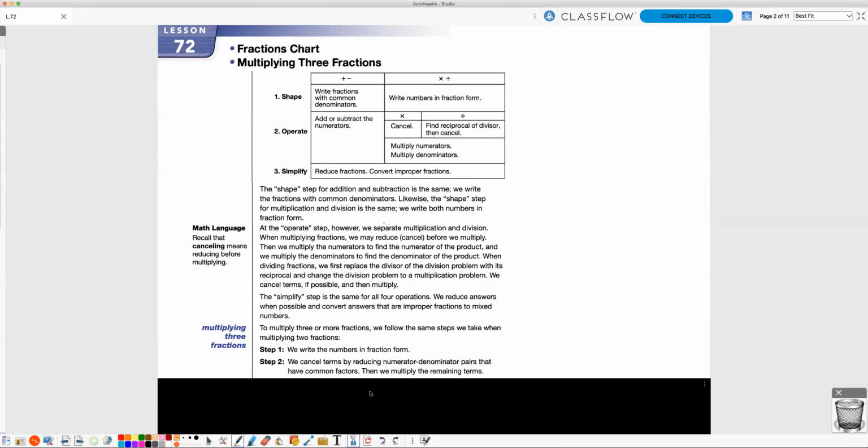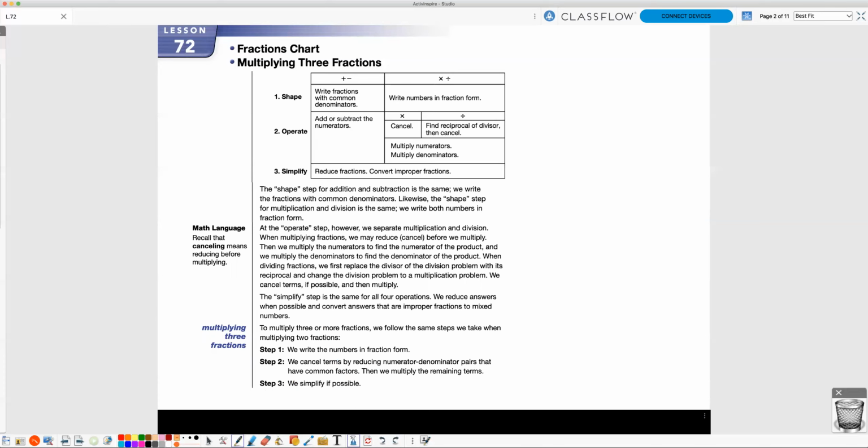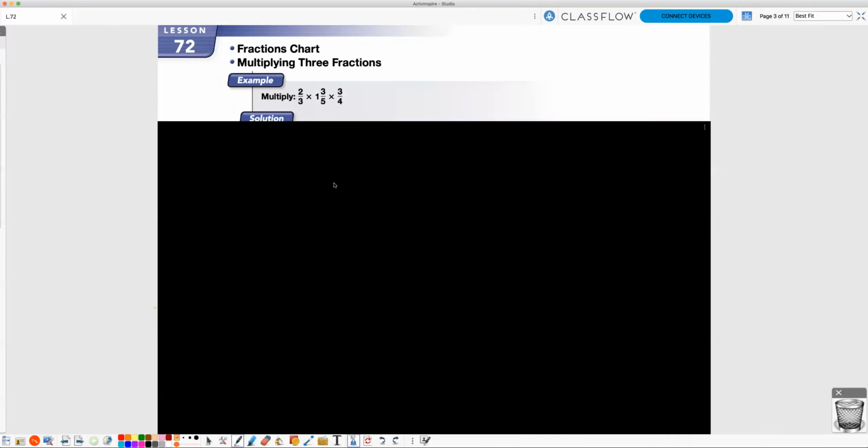So to multiply three or more fractions, we follow the same steps we take when multiplying two fractions. Step 1, we write the numbers in fraction form. Step 2, we cancel terms by reducing the numerators and the denominator pairs that have common factors. Then we multiply the remaining terms. We simplify if possible. Let's try this.